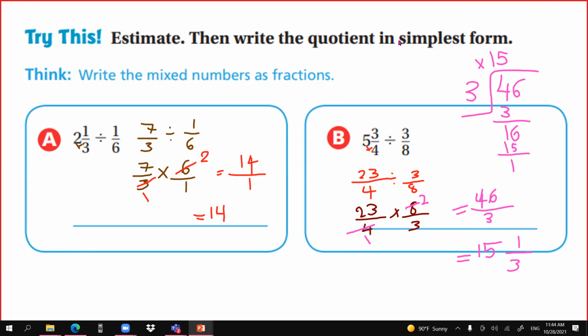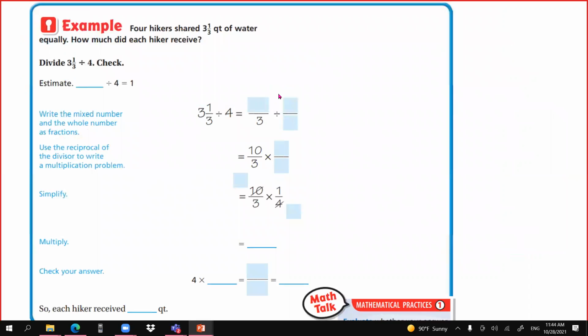Now, here, 4 hikers shared 3 and 1/3 quarts of water equally. So they have 3 and 1 out of 3 quarts of water, and they need to divide it, share it by 4. So what do you have to do? You have to divide the amount of water by 4 hikers. So 3 and 1/3 divided by 4.